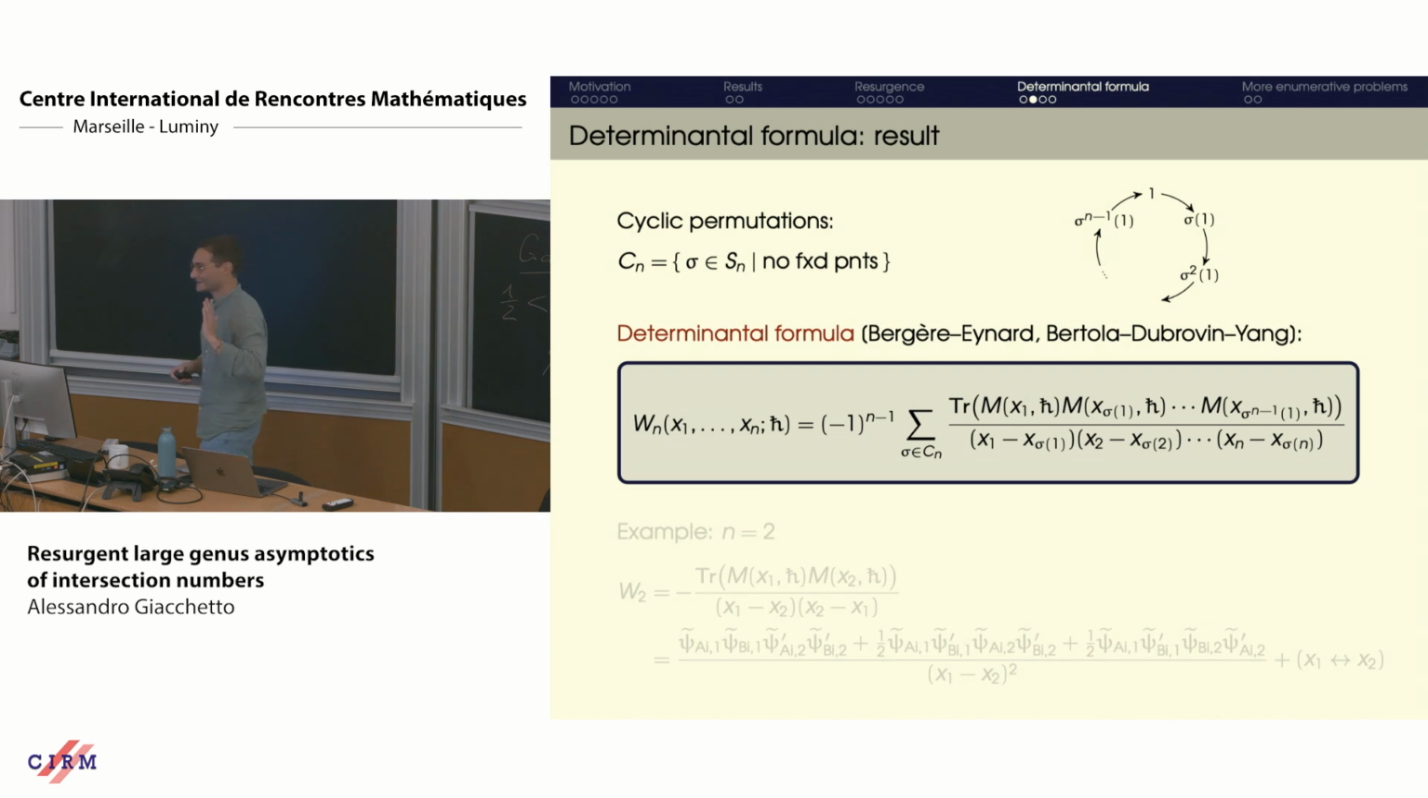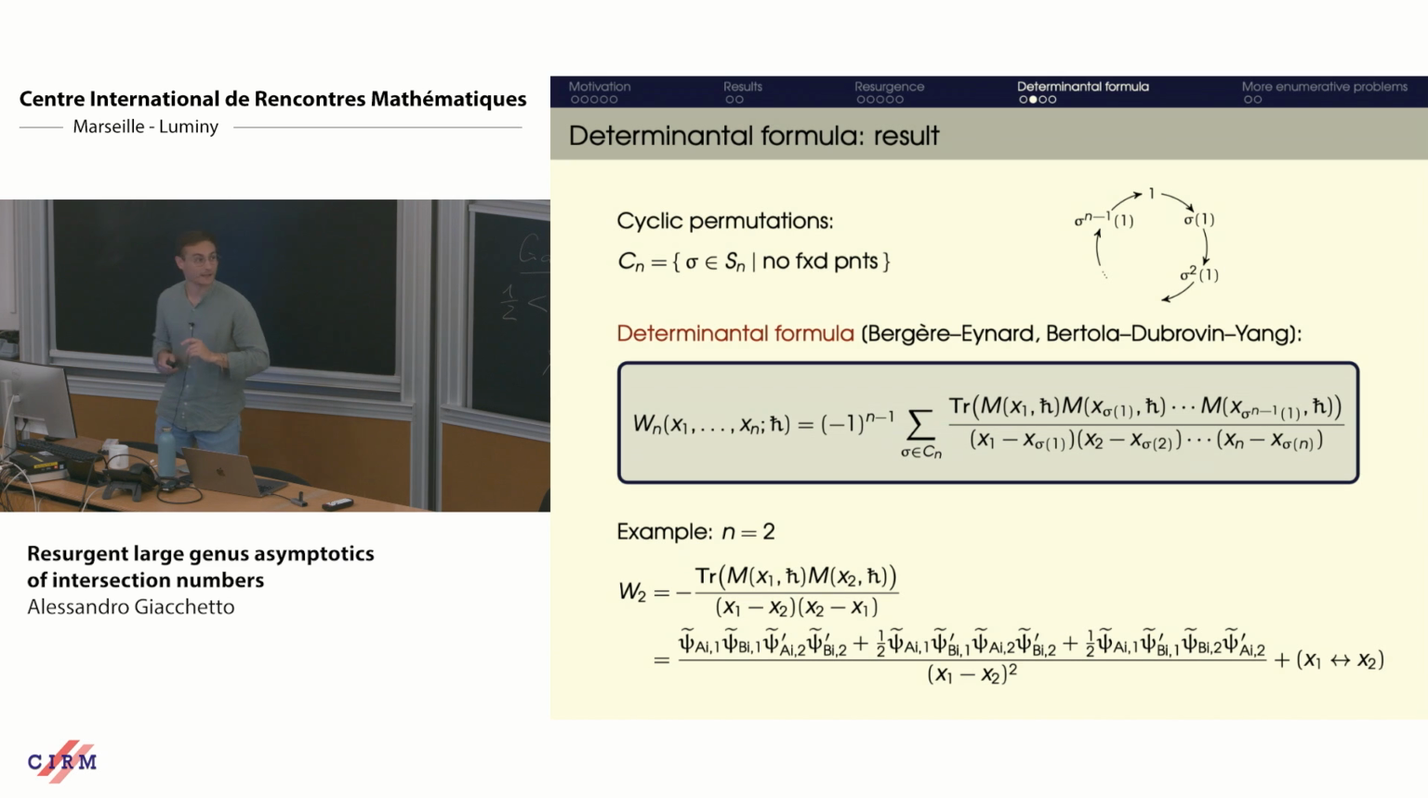Okay, so this is the statement of this determinantal formula. A quick example is n equal to 2. In this case, there's just a single cyclic permutation of two objects, which is 1 goes to 2 and 2 goes to 1. So you have only one term in this sum, and you get this formula for W2. And if you insert the expression of M and compute this trace, you get a kind of complicated expression in the Airy function, the Berry function, and its derivatives.